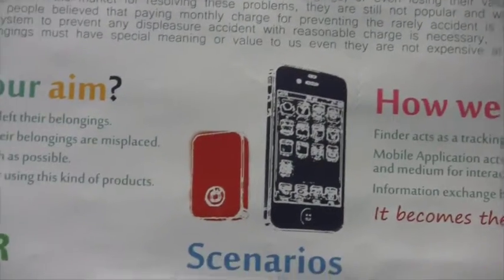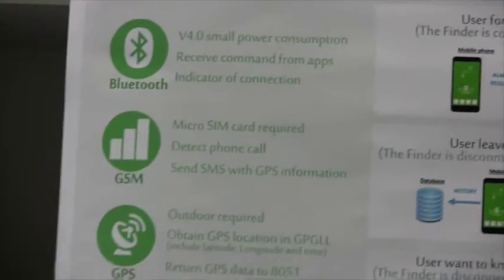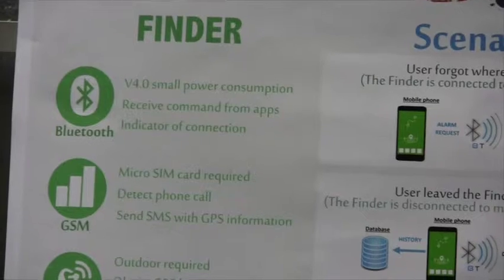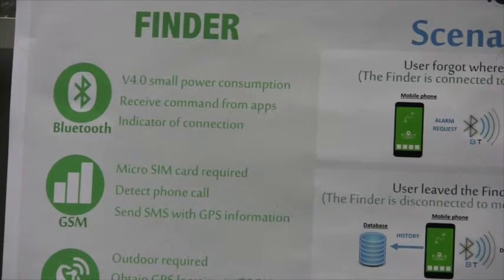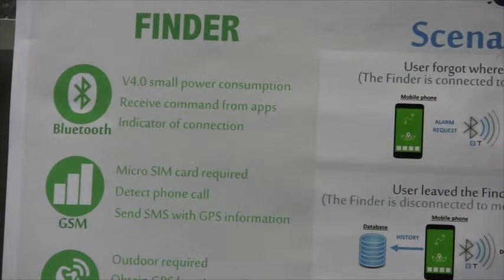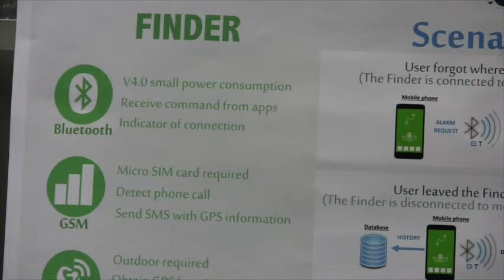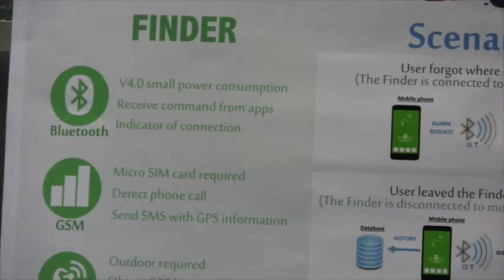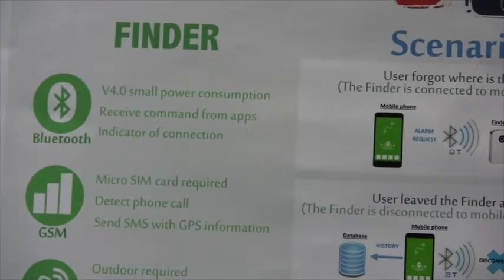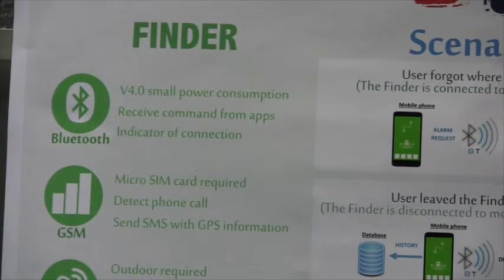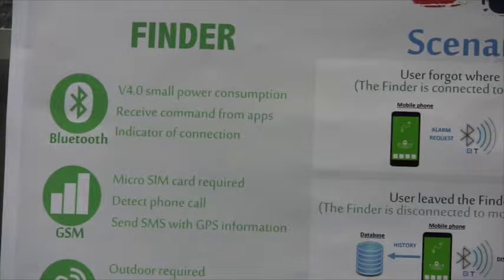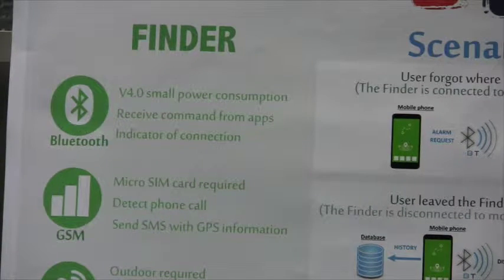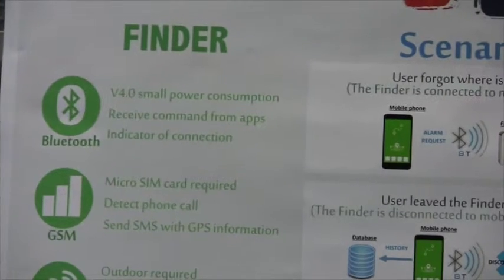The Finder contains 4 major components. The first one is Bluetooth. It is low energy Bluetooth, version 4.0, and is mainly used to receive commands and indicate the connection status. The second component is the GSM module, which we use to send the GPS location through SMS and to receive phone calls.